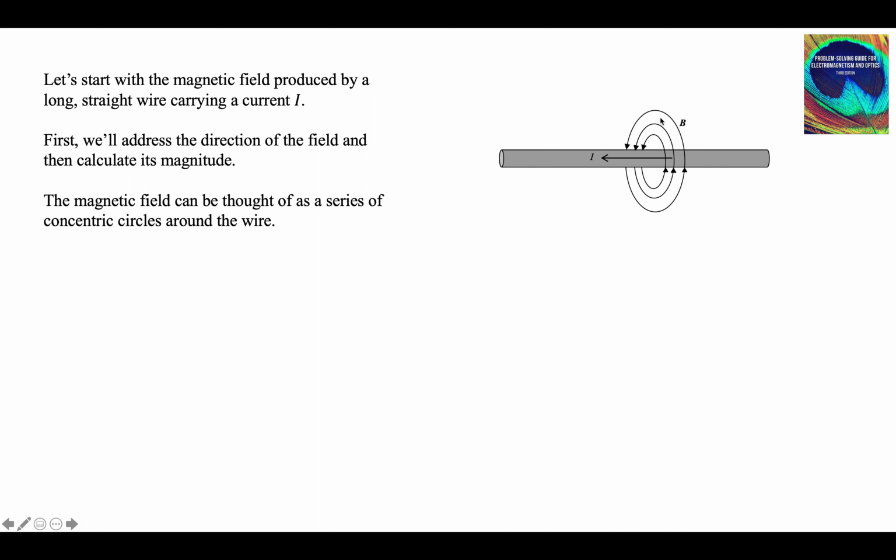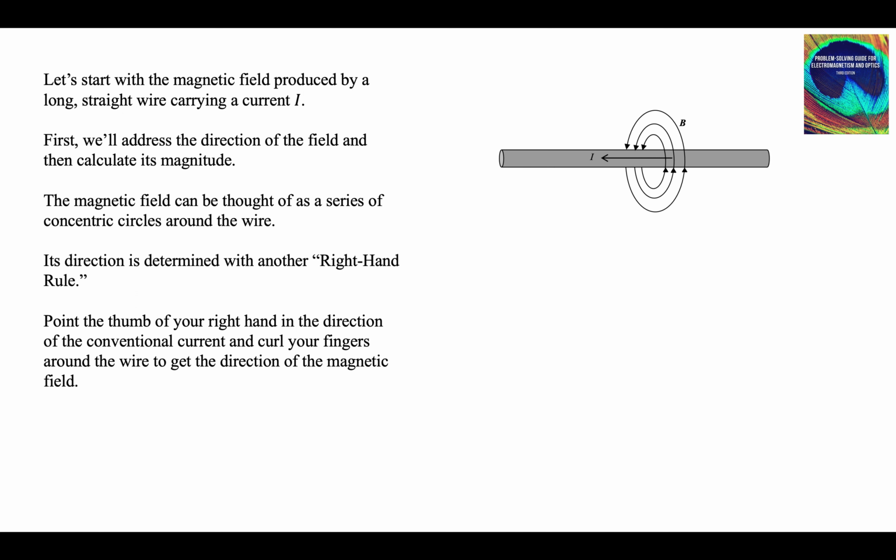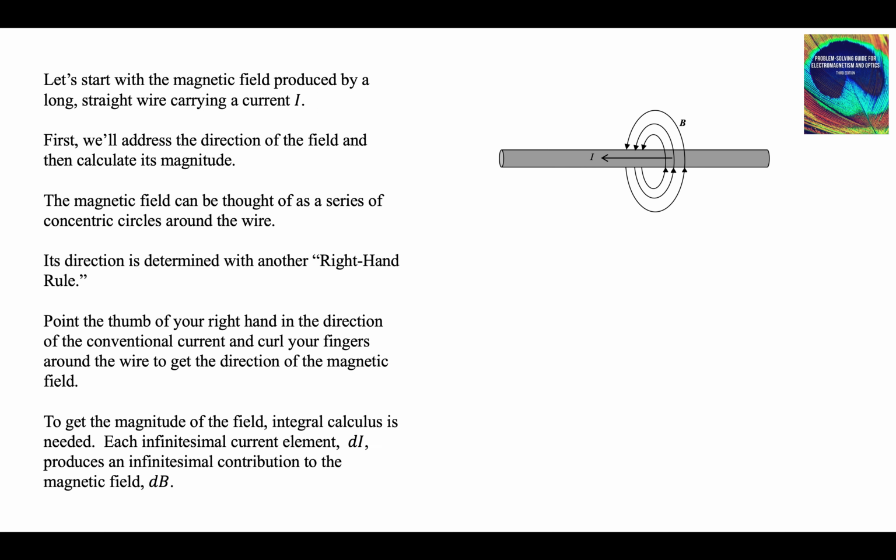If I put a compass at the top above the wire, it's going to be pointing into the page. If I put one below the wire, it's going to be pointing out of the page. You can determine the direction with the right-hand rule. A different right-hand rule: stick your thumb along I and curl your fingers around the wire, and that's the direction of the field. At the top, it's going into the page. At the bottom, it's coming out of the page. That's the right-hand rule for the direction of the magnetic field produced by a current.